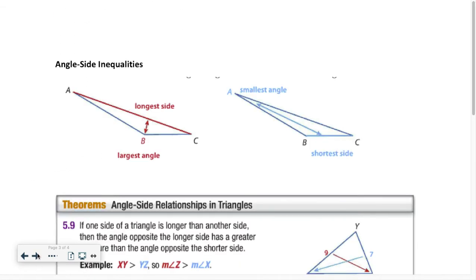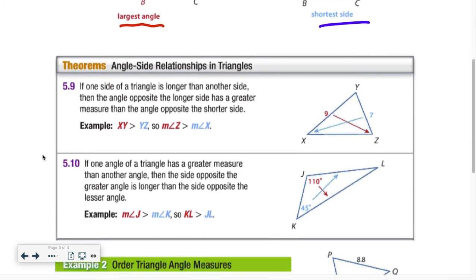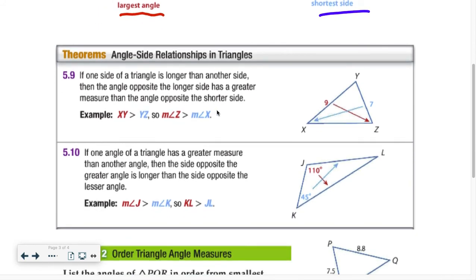Okay, so now we're going to talk about angle and side inequalities, which is very similar here. Okay, guys, the relationships between angles and sides. So the longest side is opposite the largest angle. The smallest or shortest side is opposite the smallest angle. Okay, so angle-side relationships in triangles. If one side of a triangle is longer than another side of the triangle, then the angle opposite the longer side has a greater measure than the angle opposite the shorter side.